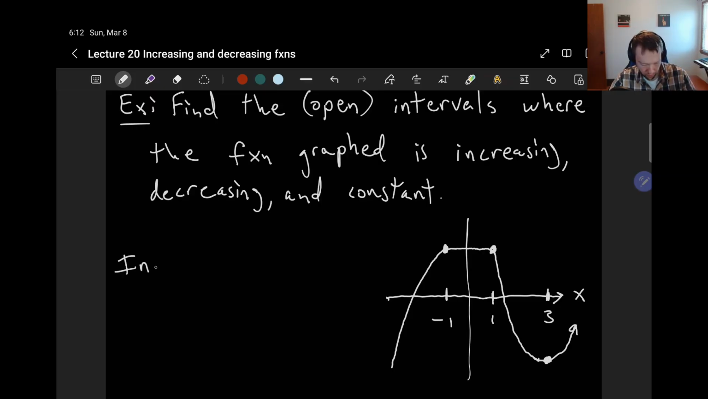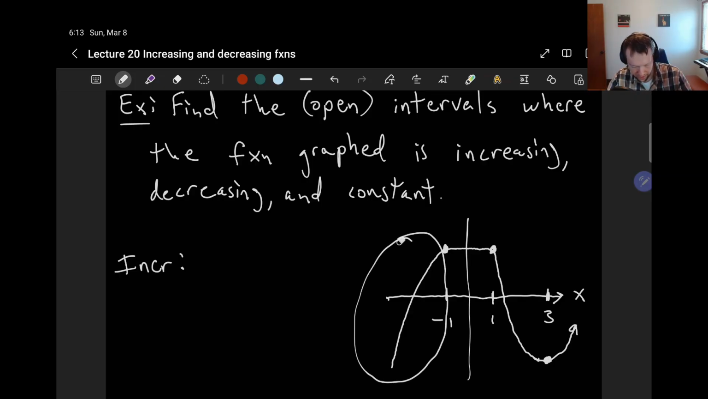So the intervals where we're increasing. So I'm talking about an interval of x values. What are the x values where our graph is going up as we read from left to right? Well, for starters, that would be this section here. I'm going up.